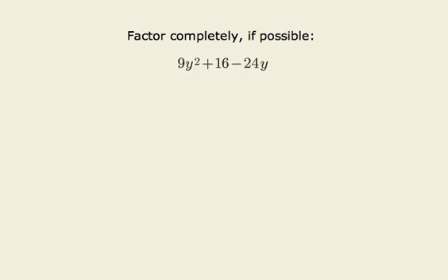Factor completely 9y squared plus 16 minus 24y, if possible. I look at this, and one of the first things that pops out at me is that this is not written in descending powers of y. I like looking at my polynomials when they're written in descending order. So let's go ahead and rewrite this so that it is in descending order, and that puts it in the familiar place where I'm used to looking at these things.